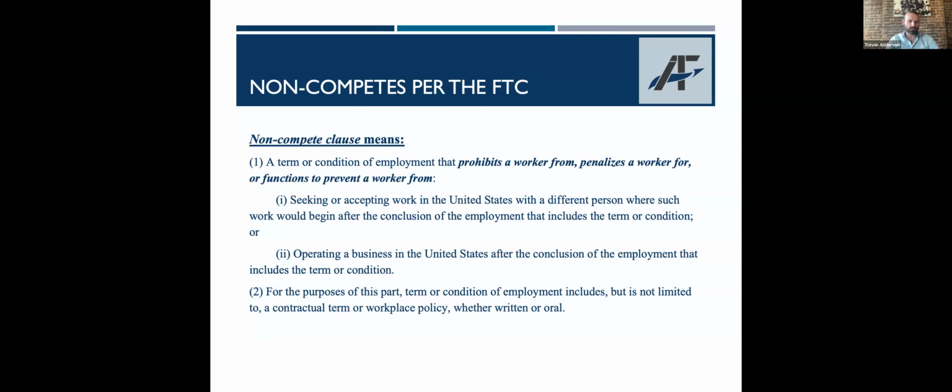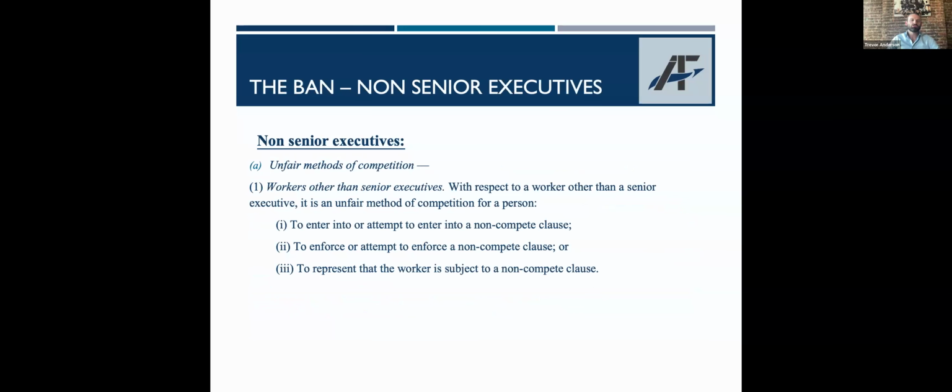All right, so that's non-competes. Now let's get into the actual prohibition itself. So the important thing to note here is the rule sets up two different classes of employees or workers. They have the non-senior executives and the senior executives. We'll go into what exactly that distinction makes, but for non-senior executives, the definition of a worker is incredibly expansive. Okay, it's broadly defined to include full-time, part-time, temporary, seasonal employees, W-2 employees, 1099 employees. Basically anyone is going to be covered under this.